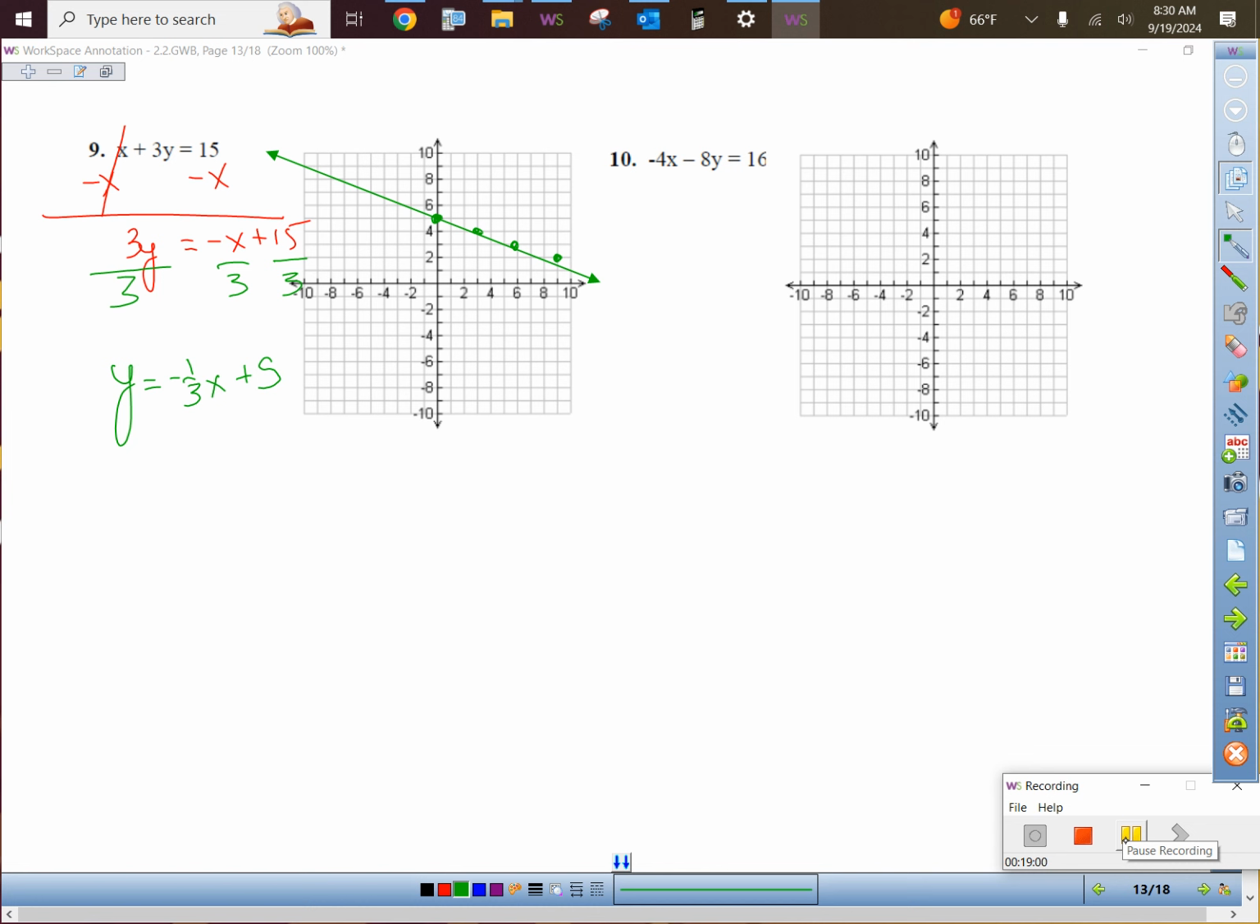Starting at 5, down 1 to the right 3, down 1 to the right 3. You can do number 10 next. But this is our first one, I think. This is our first one.